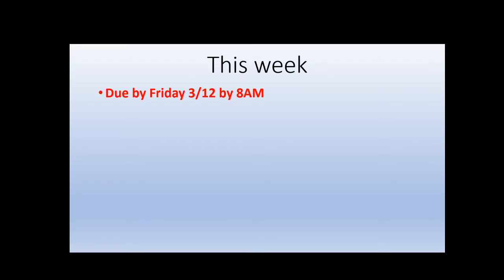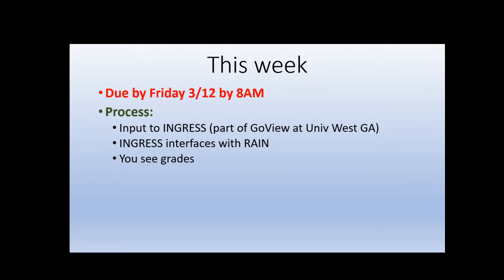First thing that we need to remember is that they're due in by 8 o'clock in the morning this Friday, March the 12th. The process that we follow as an online class is that I input the grades to a system called Ingress. It's a part of the GoView system that's housed at the University of West Georgia. Once I input them to Ingress and I hit submit or finalize, then they go into a database there and wait until somebody here at GSW asks for a download interface to happen. So at some point Ingress will interface with RAIN and it'll populate your transcript, and at that point you will be able to see the grades.